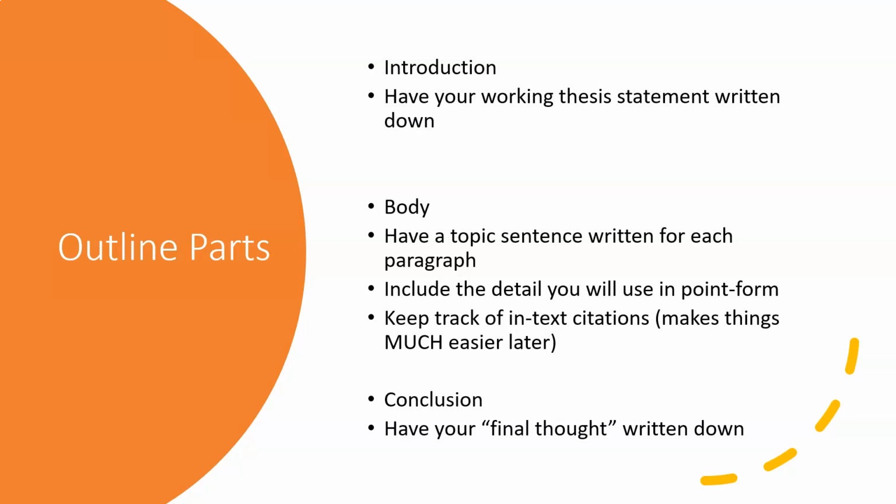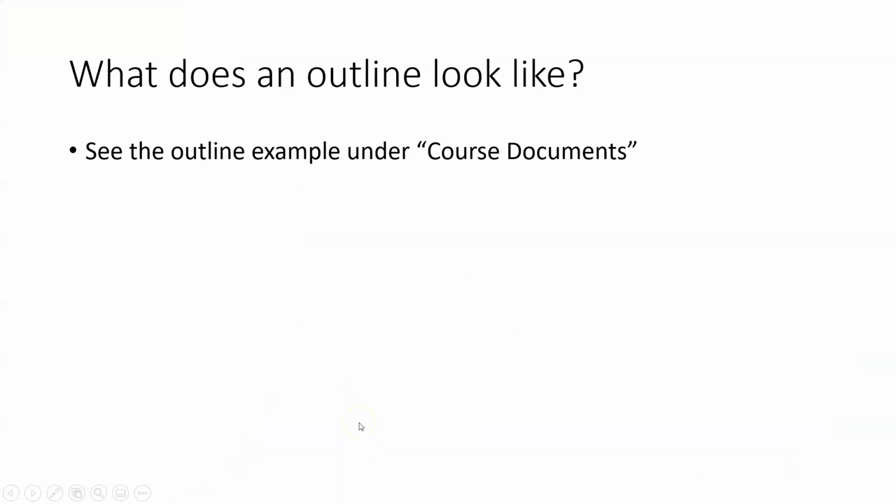Okay, written down, and I'll cover what a final thought is. But these are the 3 parts. So you have a little section where you're planning out your introduction, a bigger section where you're actually planning out the body of your essay, and then another smaller section where you're planning out the conclusion. So what does an outline look like?